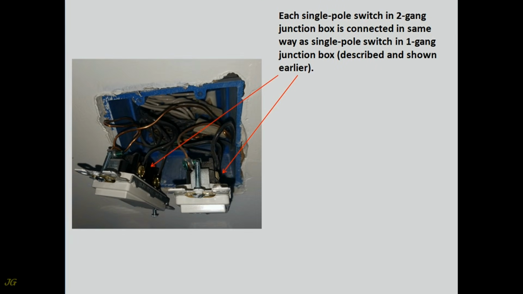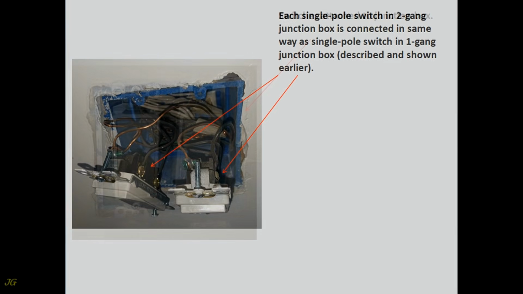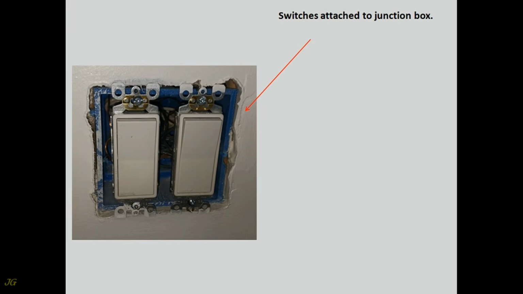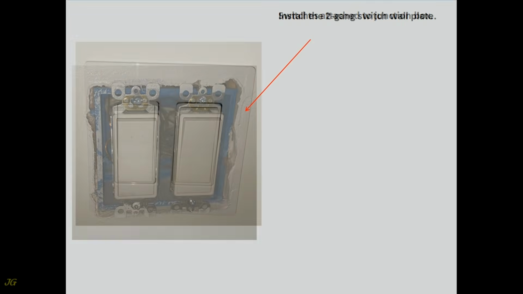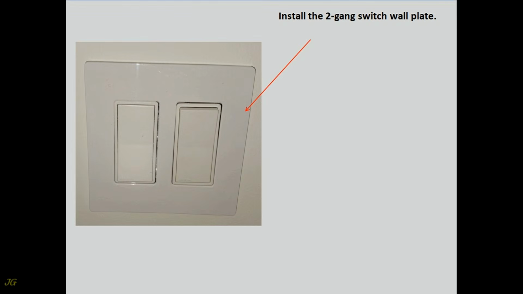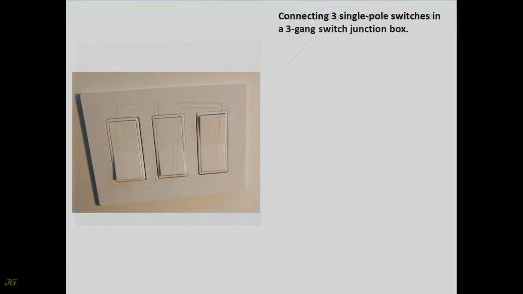Each single-pole switch in a two-gang junction box is connected in the same way as a single-pole switch in a one-gang junction box, described and shown earlier. Switches attached to junction box. Install the two-gang switch wall plate. Connecting three single-pole switches in a three-gang switch junction box.